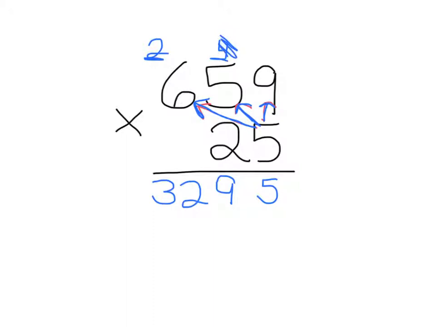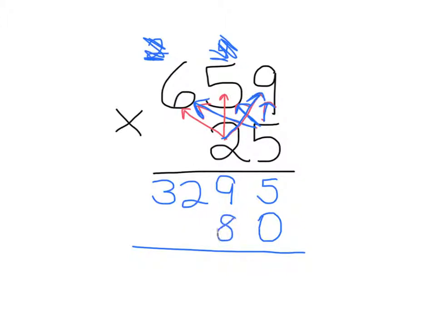We cross these off so we don't by accident use them later. And we're going to add a 0 here before we start multiplying the 2, because we're not really multiplying by 2, it's times 20. And we're going to have to multiply that 2 times the ones, times the tens, and times the hundreds. So here we go. 2 times 9 is 18, put the 8 here, carry the 1. 2 times 5 is 10, plus 1 is 11, put the 1 here, carry the 1. 2 times 6 is 12, plus 1 is 13, and now we're ready to add up our two partial products.